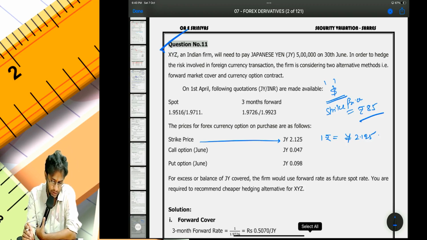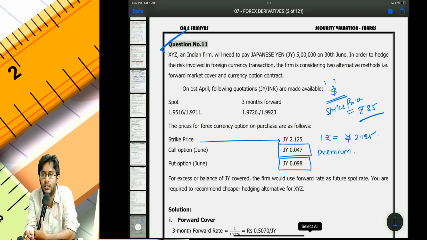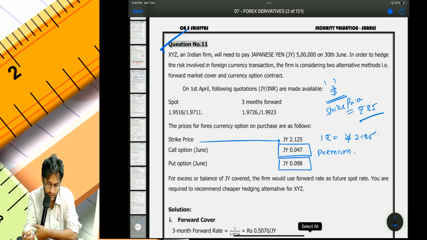Continue. Then call option Japanese yen is given, put option Japanese yen is given. You must understand that these two are premiums. So in option hedging, the question will give you only two data: one is strike price, the other one is option premium, and of course sometimes they'll give you lot size. And he says for excess or balance of JY covered, the firm would use forward rate as future spot rate. You are required to recommend the cheaper hedging alternative for XYZ.